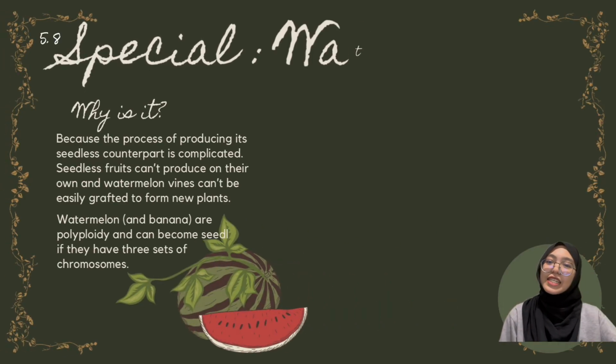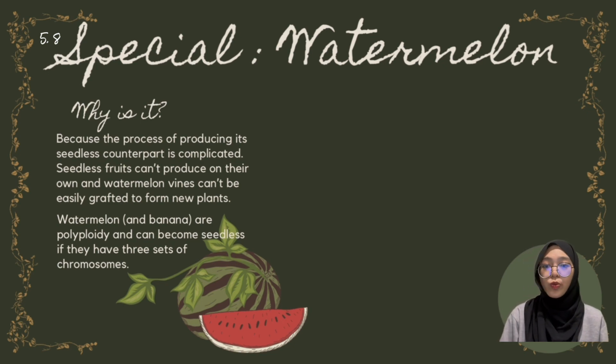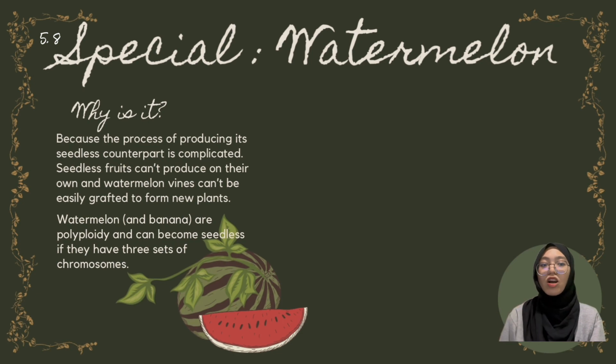Here comes the special fruit, watermelon. It is special because the process of producing its seedless counterpart is complicated. Seedless fruits can't reproduce on their own, and watermelon vines can be easily grafted to form new plants. Watermelon and banana are polyploid and can become seedless if they have 3 sets of chromosomes.